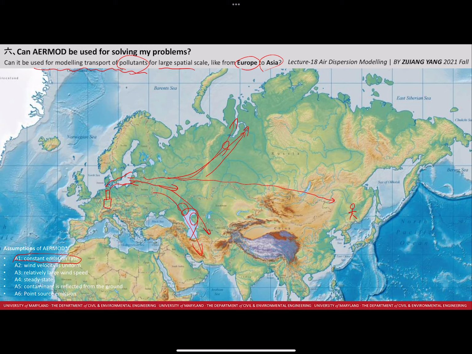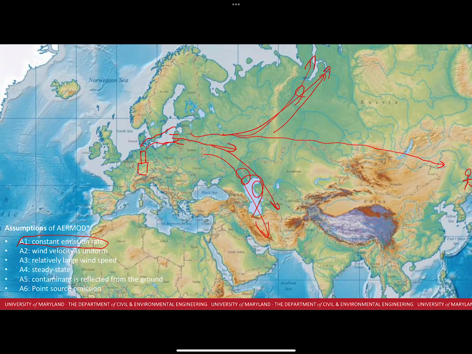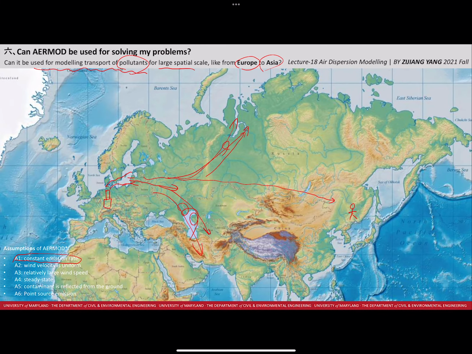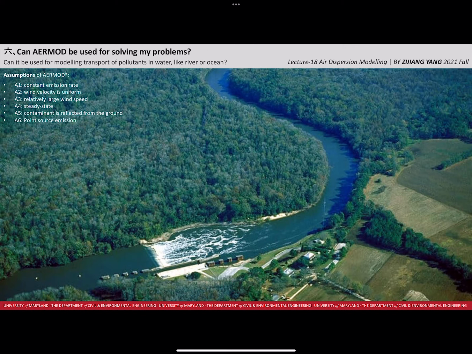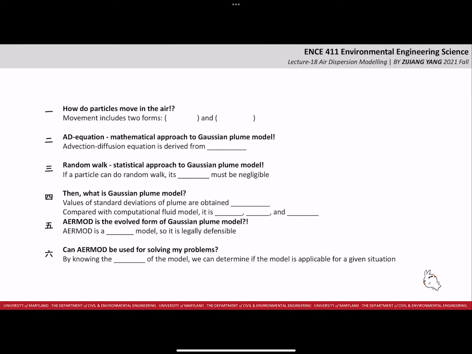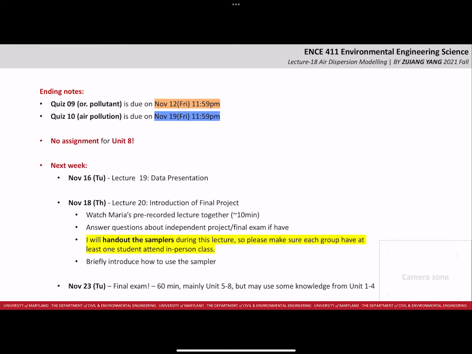So we may just go through all the other assumptions to see if it is good. I'm not going to talk about this one, so let's ask if we can simulate the pollutant from a stream, from the water phase, because water is also a fluid. So you guys can think about it. And so that's it. Because of the time, I'm not going to go through this, but you guys can take a look.